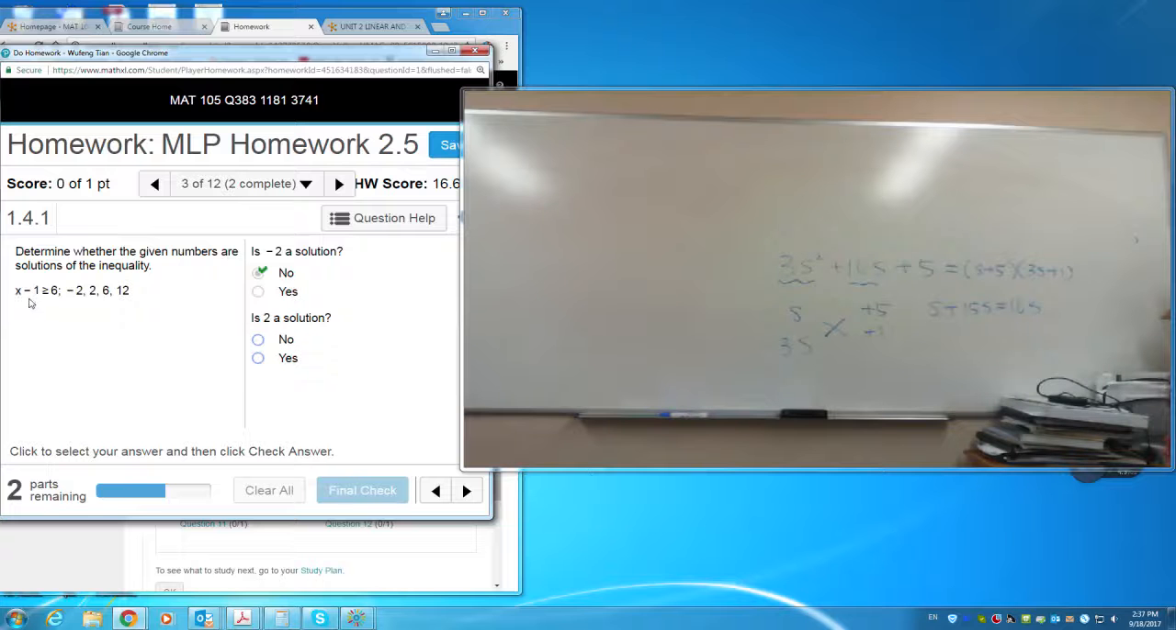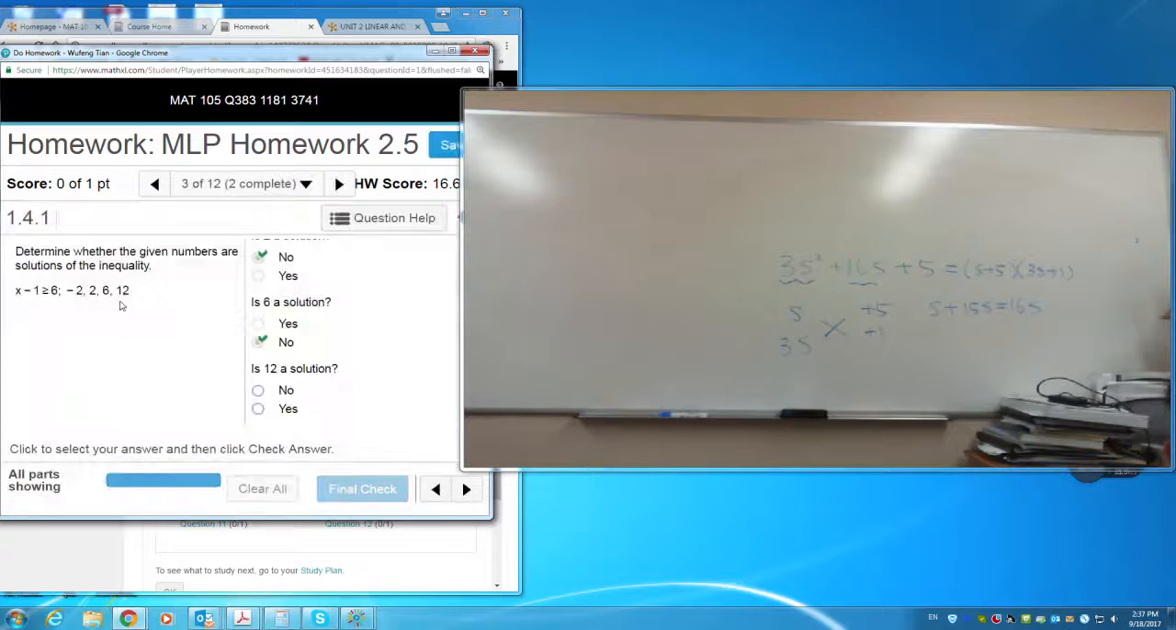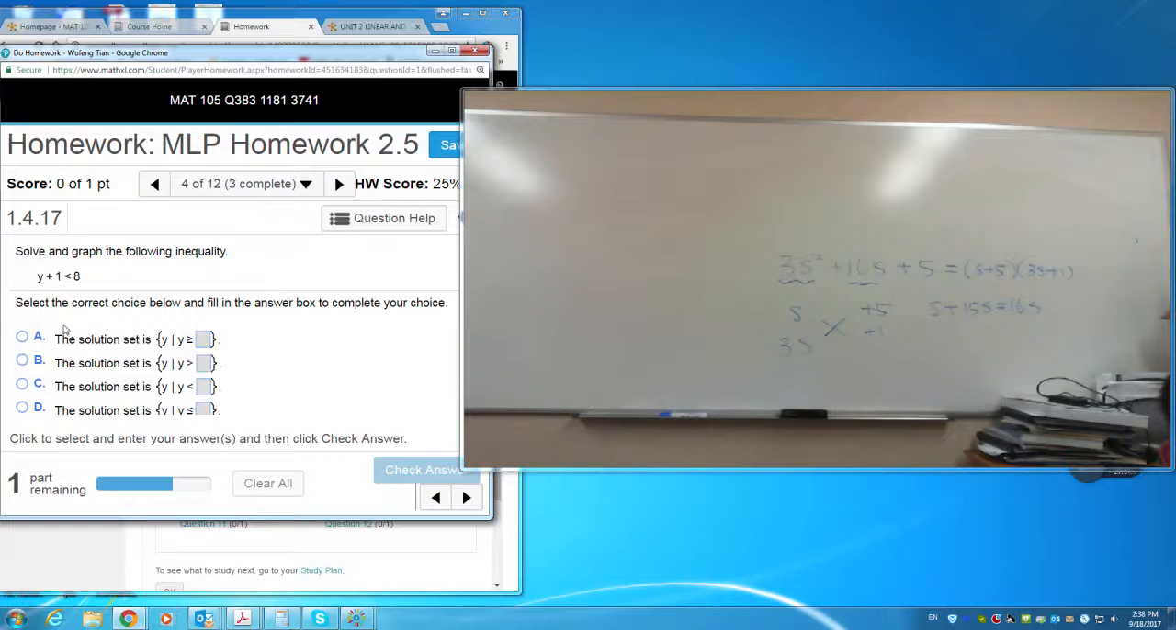Is 2 a solution? Plug 2 into here. 2 minus 1 is 1. Is 1 bigger than 6? No. Is 6 a solution? 6 minus 1 is 5. 5 is not bigger than 6, so it is not a solution. 12 minus 1 is 11. 11 is bigger than 6, so it is a solution.